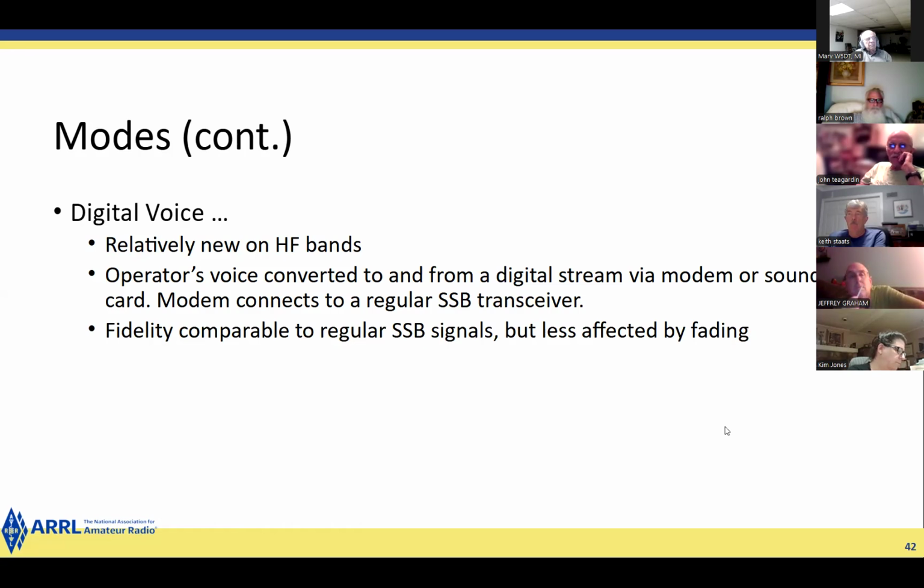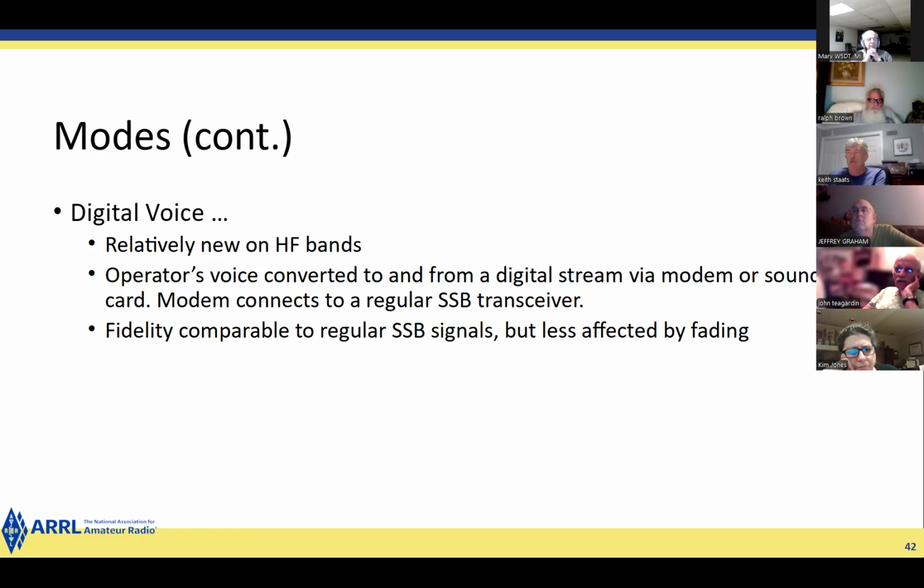Yeah, the fidelity is good compared to regular single sideband signals, and it's less affected by fading. Again, I don't do a lot of single sideband, so I can't really speak to that too much personally. Maybe Wes could speak to that more than I could. But I will take their word for it. No, I haven't done it either.